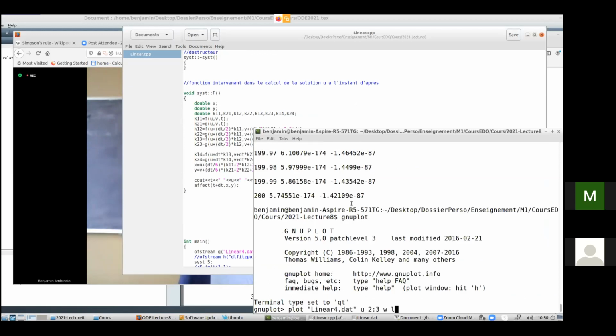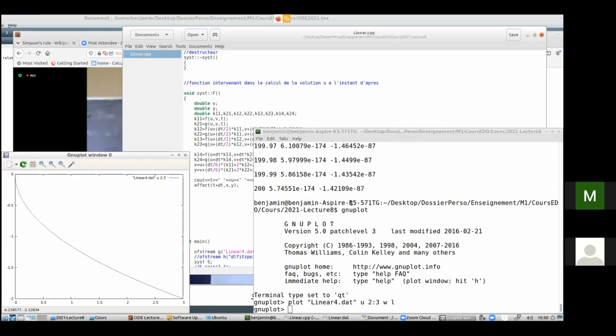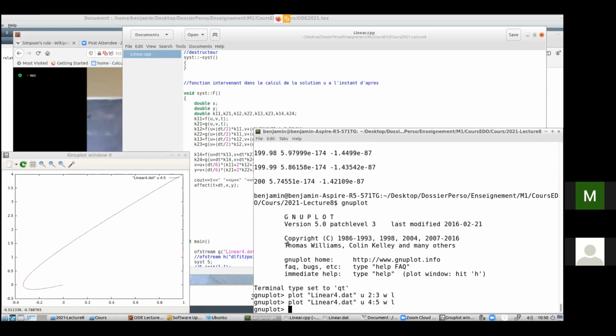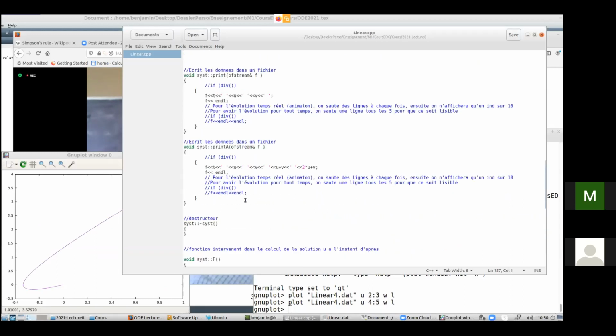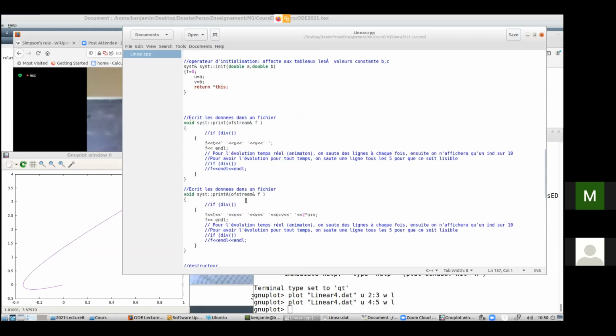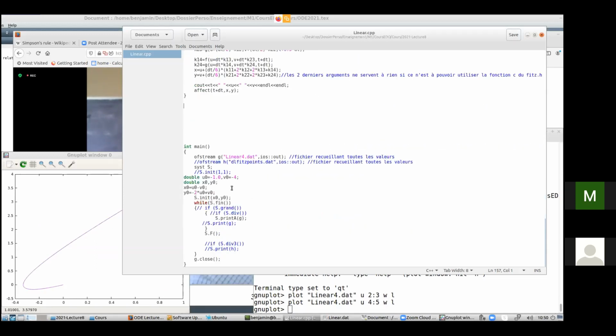So again, if I write that, it's the same as before. But if instead I plot 4, 5, I should recover my initial trajectories. And yeah, that's not bad. All right. So my initial condition was what? Was -1, -4.